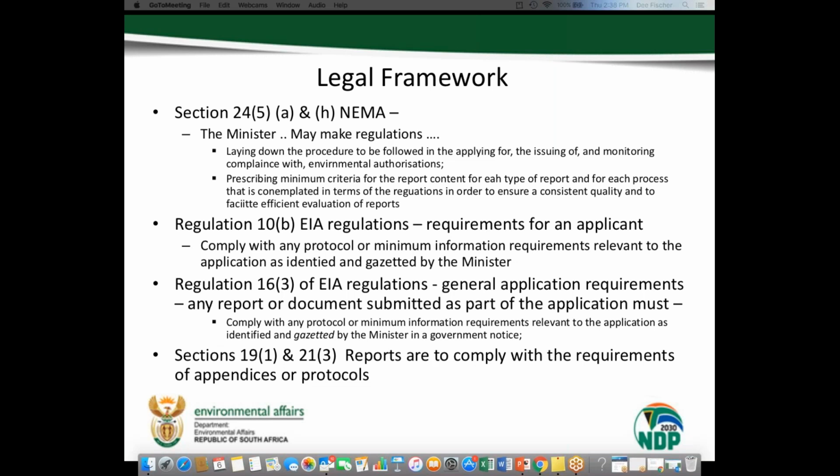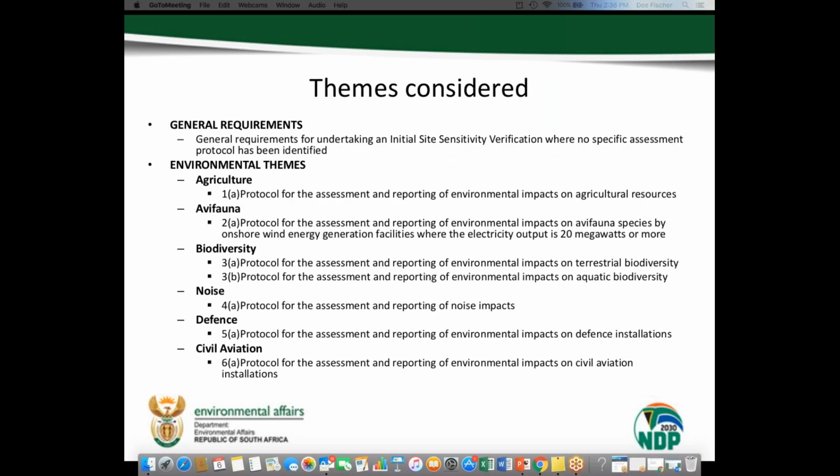So the themes that we've considered, they're general requirements. So the general requirements for undertaking site sensitivity verification where there's no specific theme identified. Then there are different themes. We've identified a theme for agriculture. We've identified a theme for avifauna. Biodiversity, there are two. There's one for terrestrial biodiversity and aquatic biodiversity. There's one for noise, defense, and civil aviation. So those are the ones that are currently out for consideration of the public.